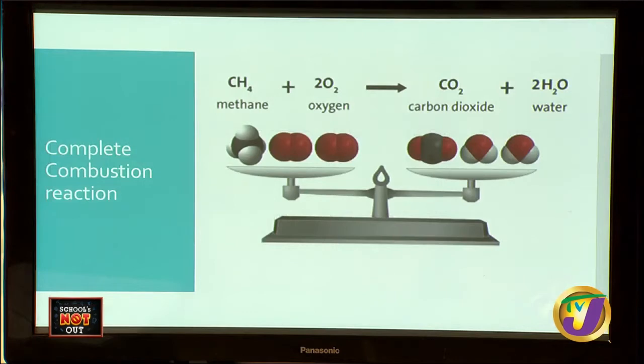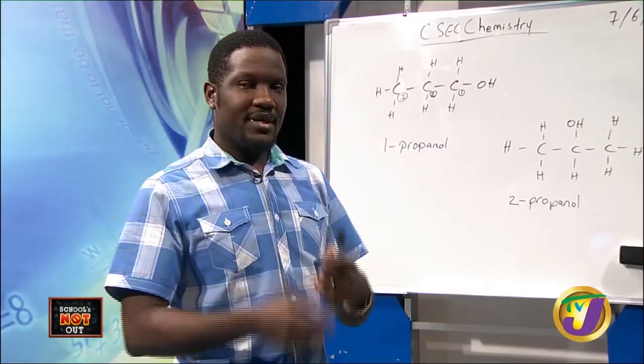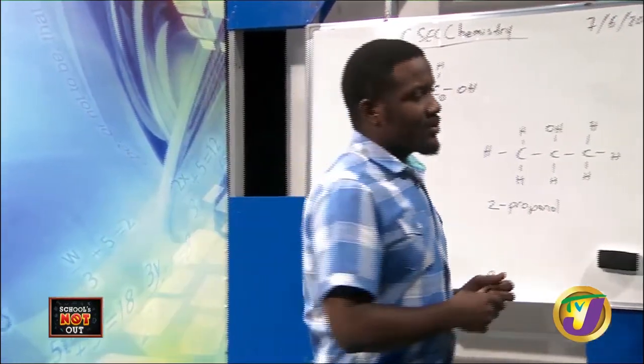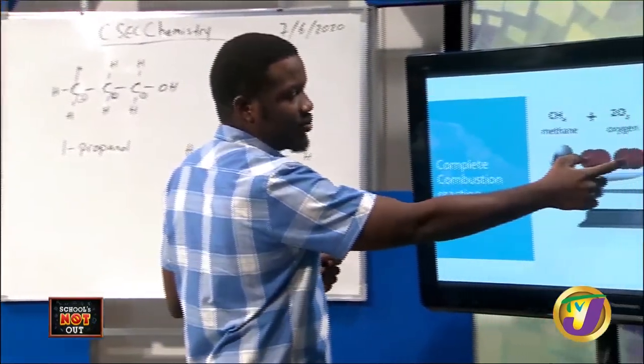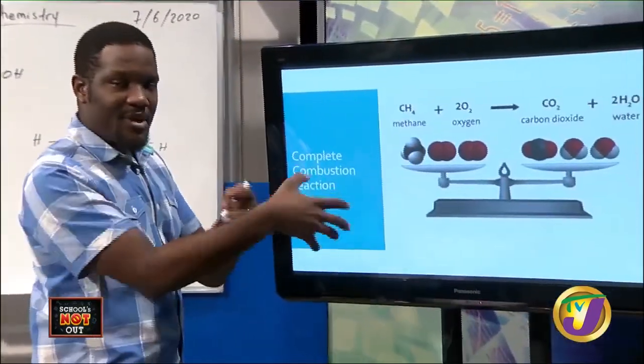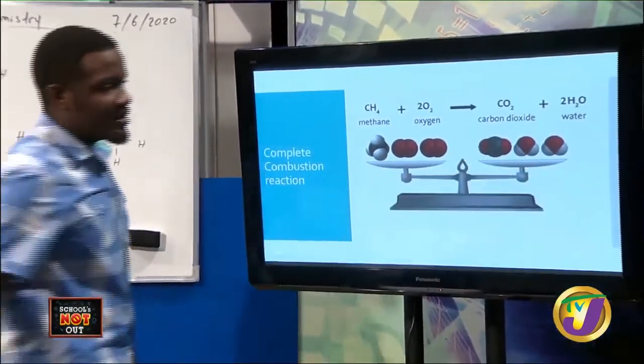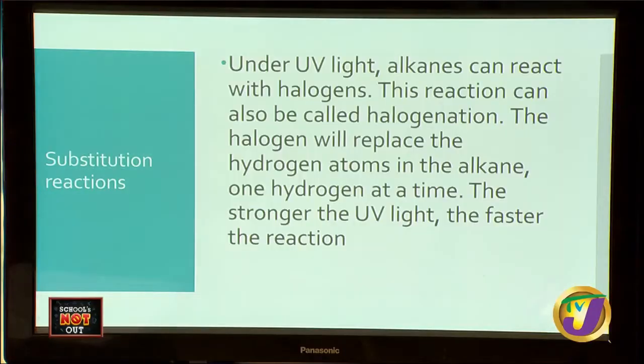This is a visual look at what the molecules are about. So here we see the methane and 2 oxygen being rearranged to form the carbon dioxide and the water, all right?